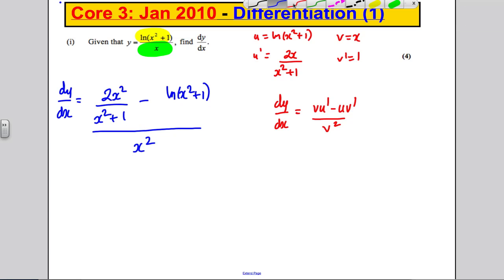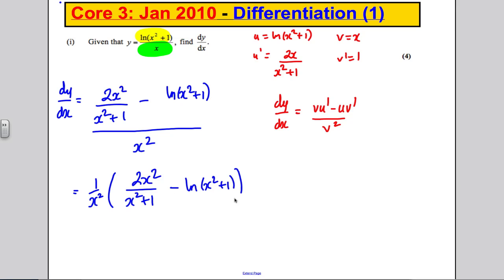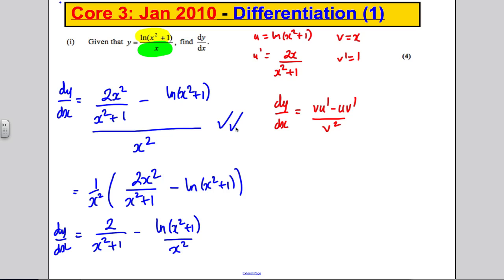Now there's no need to tidy it up, it doesn't ask you to, but what you could do is realise that this is 1 over x squared times all this stuff: 1 over x squared times 2x squared over x squared plus 1, subtract ln of x squared plus 1. Then you could multiply the 1 over x squared into both. The x squareds would cancel in the first term and you would get 2 over x squared plus 1, subtract ln of x squared plus 1 over x squared. That would be your dy by dx in a tidier form, but I don't think there's anything wrong with leaving it like that. Okay, next.